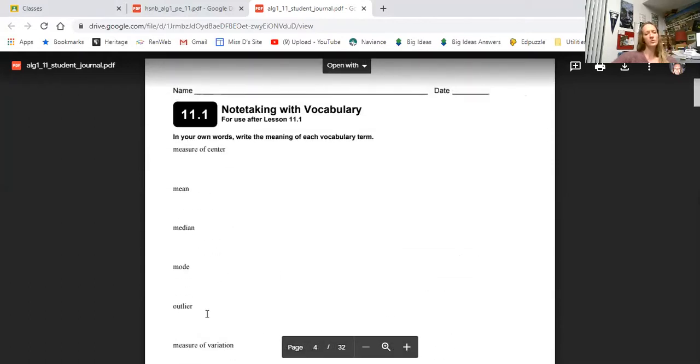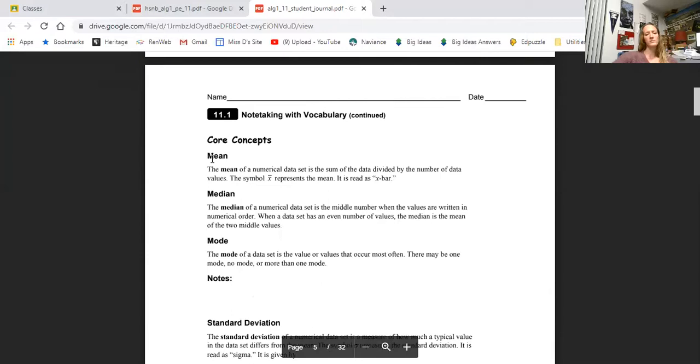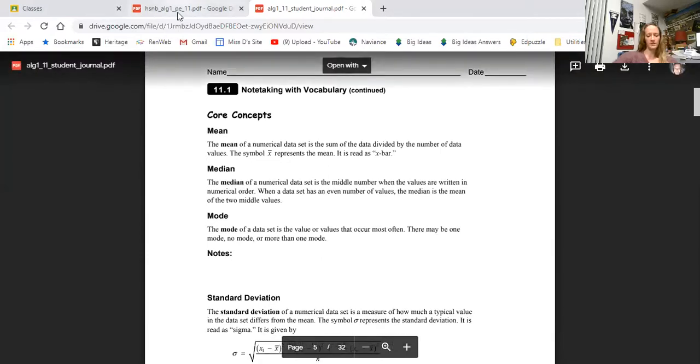It does have a nice little note-taking section with vocabulary. You guys do not need to print this out. This is just going to help us stay on track as far as what's most important for a section and what we need to be doing.